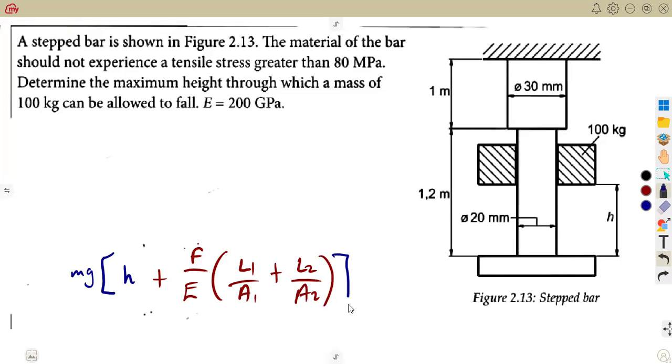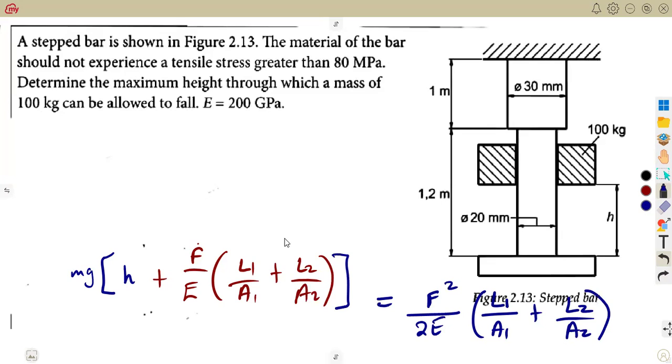All right, then we managed to equate this to the total strain energy, which I said because of the series combination that we have. So it's going to be F squared over 2E into, we saw that our formula, it was L1 over A1 plus L2 over A2. This is what we had. So if you're to consider, this is just the total extension that we had.